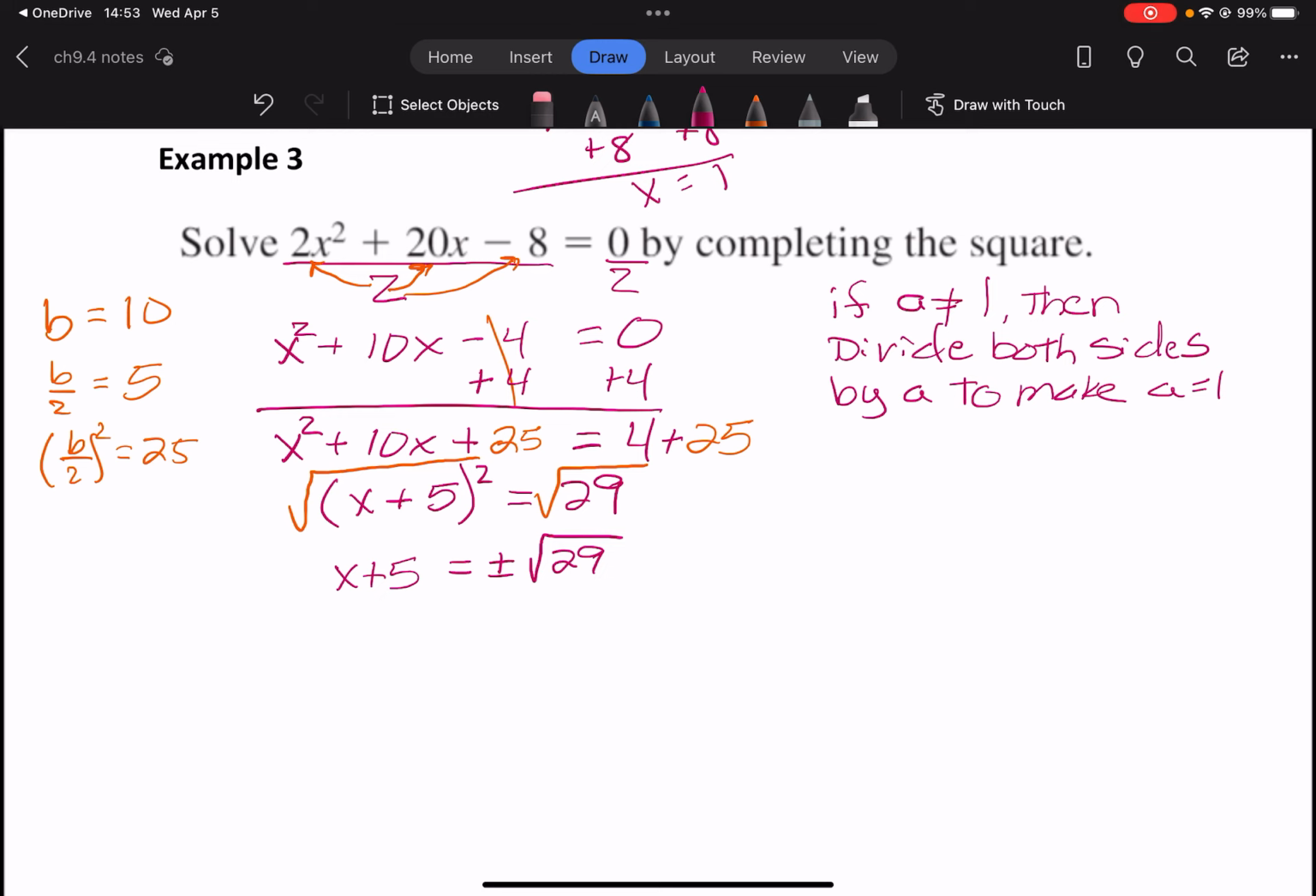Well, I like this because I'm not going to break it up into 2 equations. I'm going to leave it as 1 and leave that plus or minus right there. Because all I have to do at this point is minus 5, and I've got x equals negative 5 plus or minus the square root of 29. So this is an exact value. If they ask me to estimate it, I'll do one of each: negative 5 plus radical 29, or negative 5 minus radical 29. So I'll have one of each.